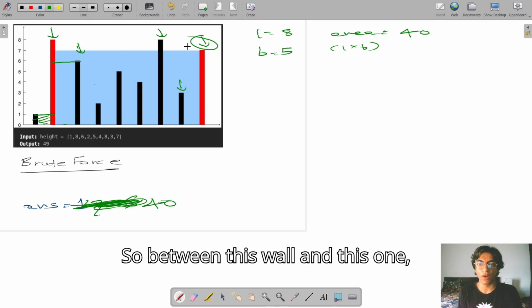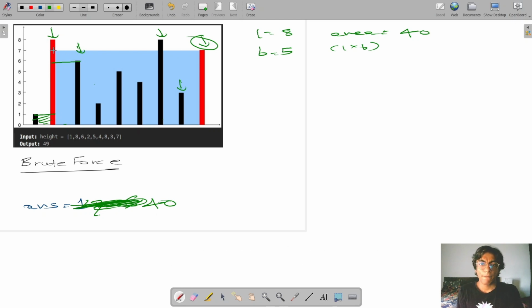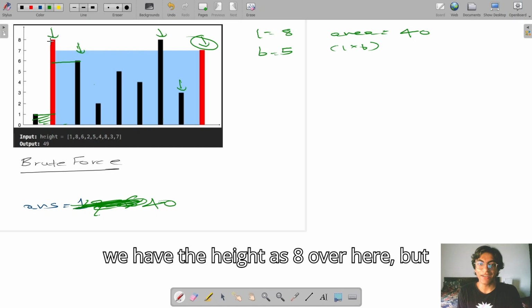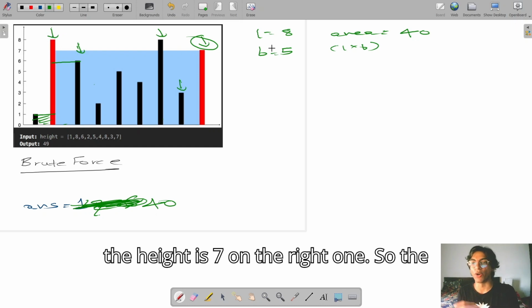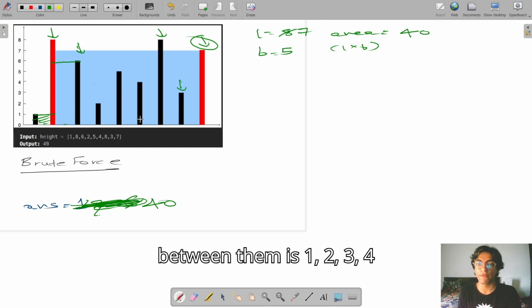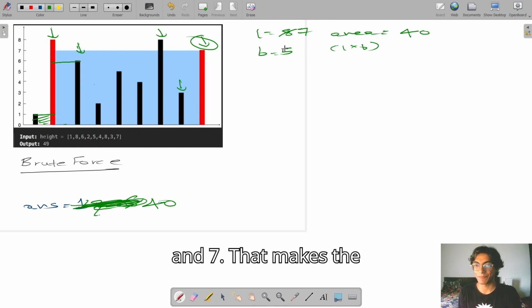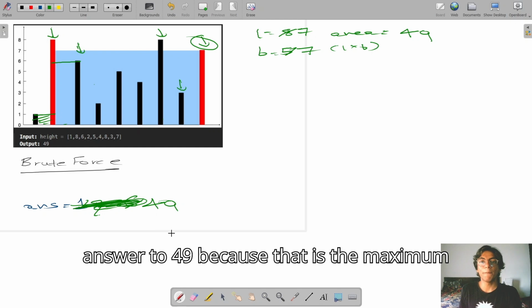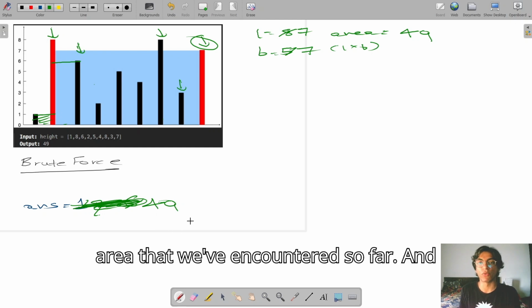Between this wall and this one, we have the height as 8 over here, but the height is 7 on the right wall. So the shorter height would be 7. The space between them is 1, 2, 3, 4, 5, 6, and 7. That makes the area 49. That updates our answer to 49 because that is the maximum area that we've encountered so far.